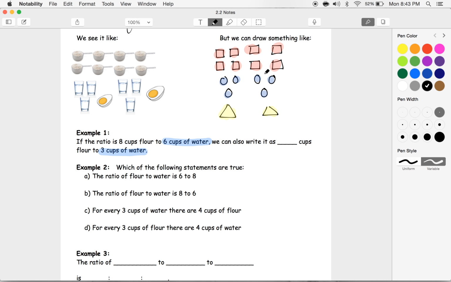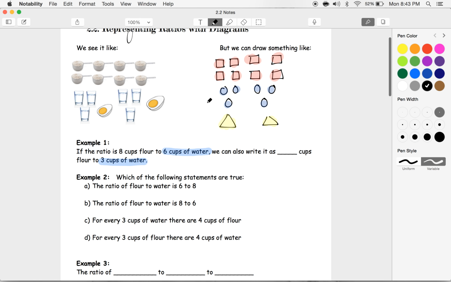Because if I take a look at this, if originally I was looking at all 6 cups of water, well, I'm cutting this in half. Maybe now I'm only looking at this half. And when I'm looking at this half, I can see that it's going to be 4 cups flour. Let's get rid of my little dashed lines. 4 cups flour. So my new ratio is 4 cups flour to 3 cups water.